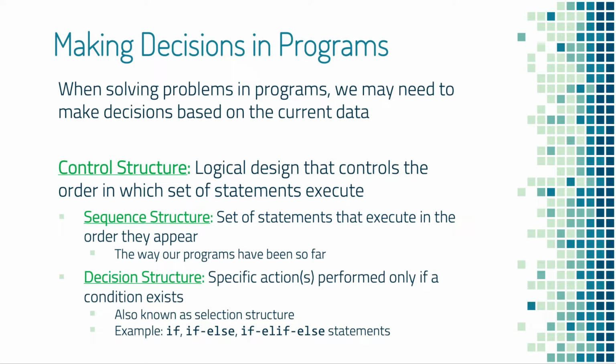We have the sequential or sequence structure, which is what we've been talking about so far. When we have our print statements or inputs, they always execute from top to bottom in order. So that's just the sequence structure. That's the one we know about so far. And we also have what's called the decision structure. This is where we choose whether we're going to do something or not, depending on whether we meet a condition or not.